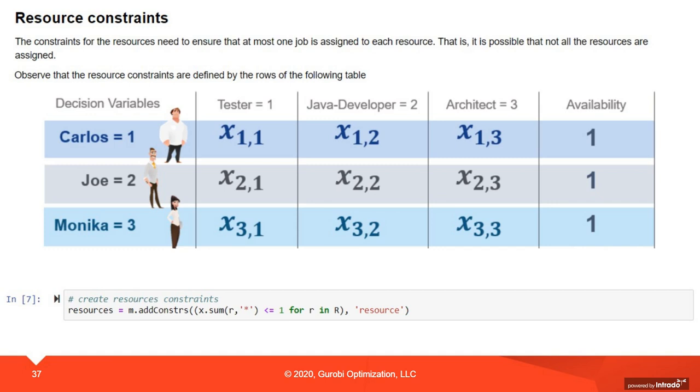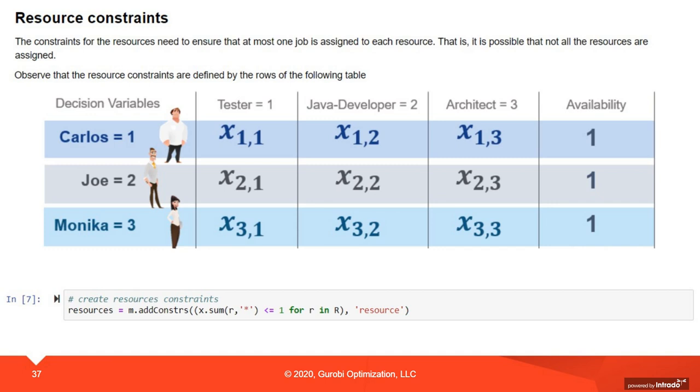And for the resource constraint, we are going to use a similar idea. But in this particular case, we are going to use this table. And again, remember, we will be looking at the rows of this table. So again, we are going to use the addConstrs method defined over the model object M. All the constraints associated with resources will be stored in an object that we call resources.